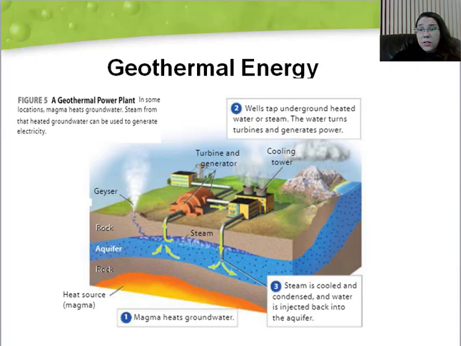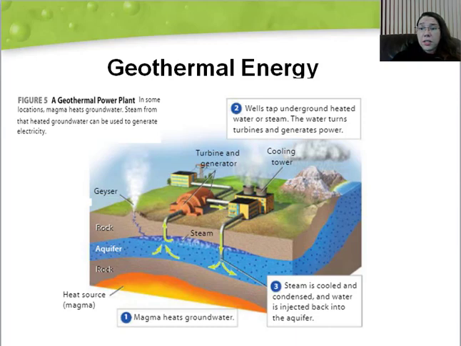So what about generating electricity? Figure 5 is going to help us take a look at this. It's going to show us how geothermal energy can be used to generate electricity. In the illustration, a geothermal power plant taps into steam below ground. The steam turns the blades of the turbine, which makes a generator produce electricity.